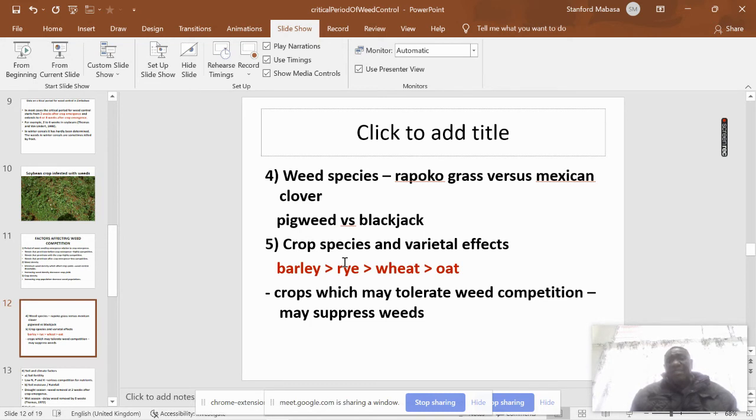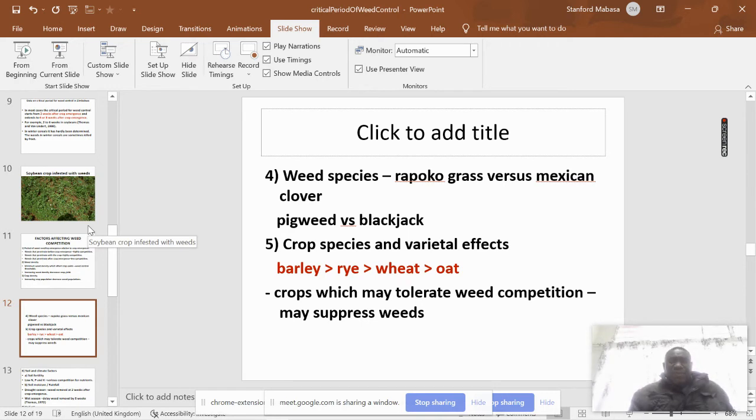Weed species present: we now know that weeds have different competitive abilities. So, for example, Rapoco versus Mexican clover, Rapoco is said to be more competitive. Pigweed versus blackjack, pigweed may be more competitive. So, depending on the weeds which are present, in the presence of Rapoco grass or pigweed, maybe the farmers need to come in around 2 weeks. With blackjack or Mexican clover, they may delay and still get their yields.